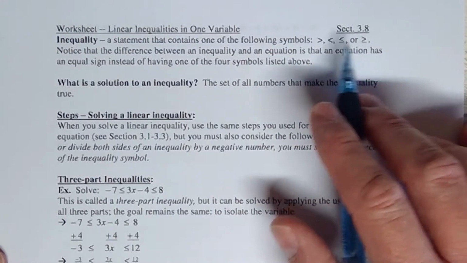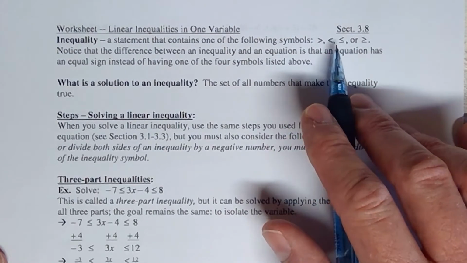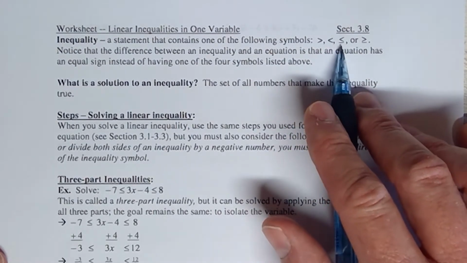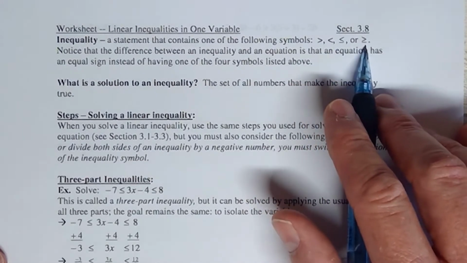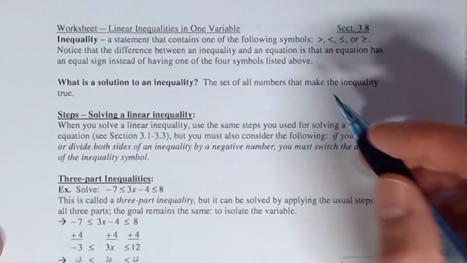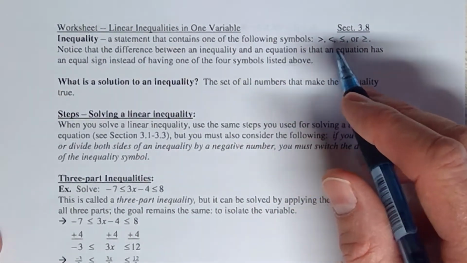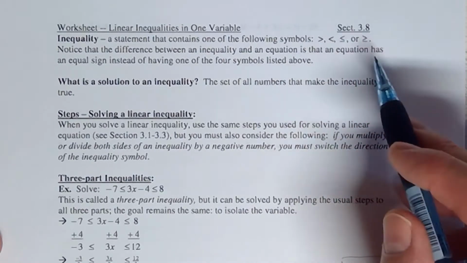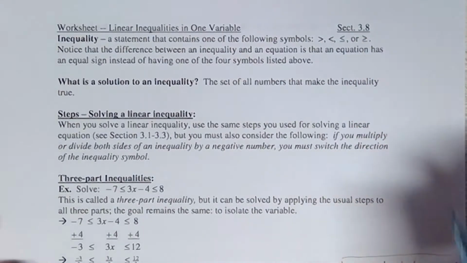Greater than, less than, greater than. Pardon me. This one's less than or equal to, and this one is greater than or equal to. So four different things here. That's how you read those. Greater than, less than or equal to, greater than or equal to. Those four things.